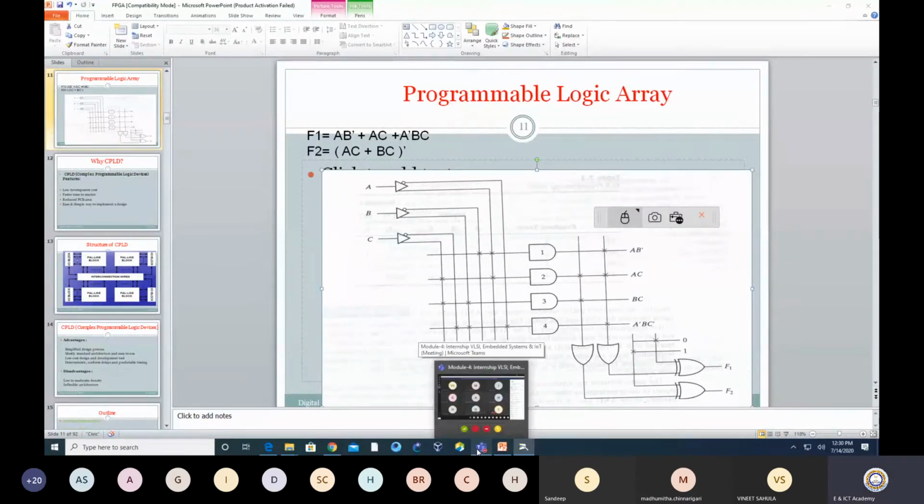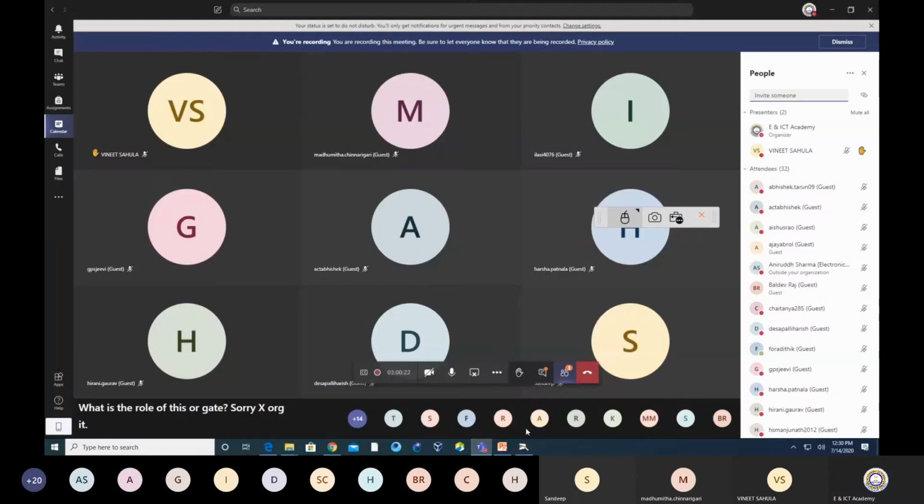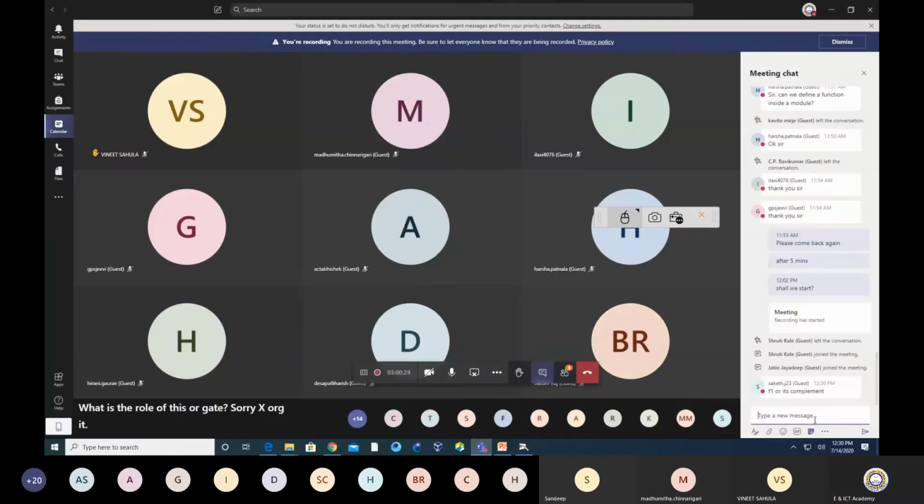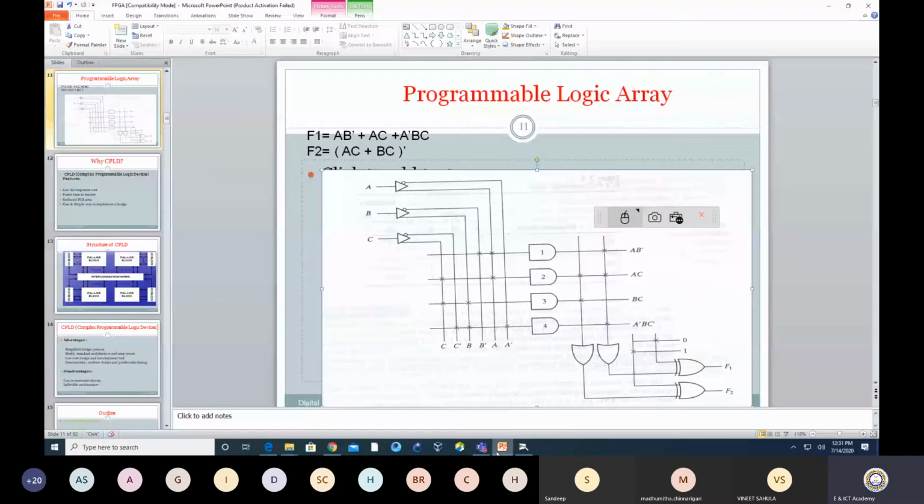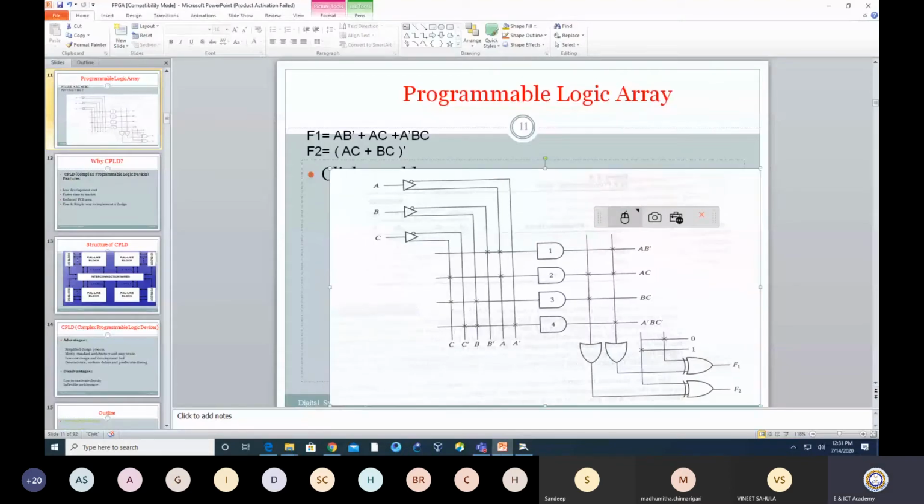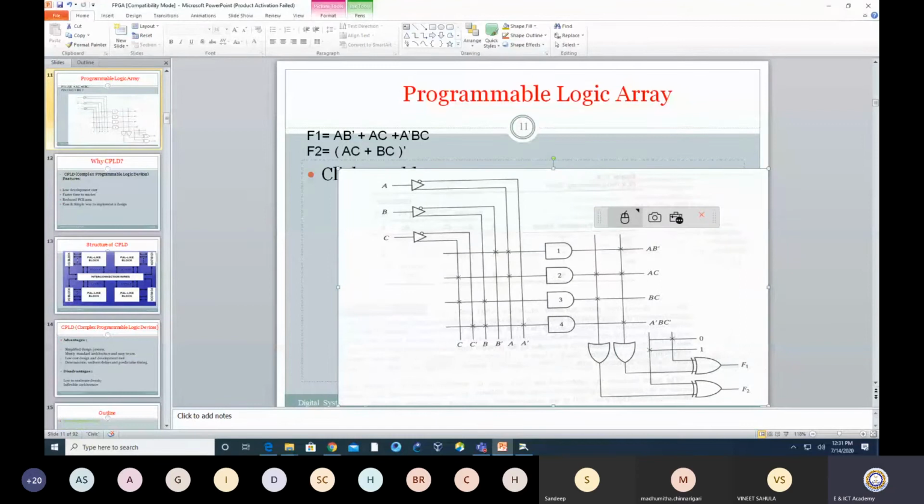What is the role of this OR gate? Sorry, XOR gate. Okay, Sanket has come up with something. Yes, Sanket, you are right. So ultimately, whenever I use a XOR gate with 0 or 1, it will ensure that you will get the original form or a complement form.